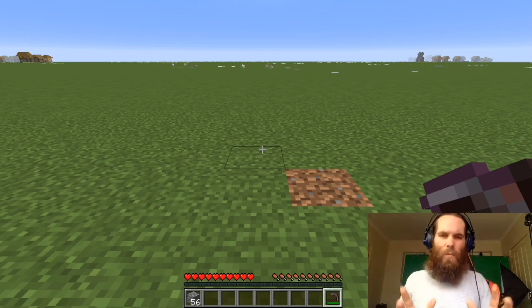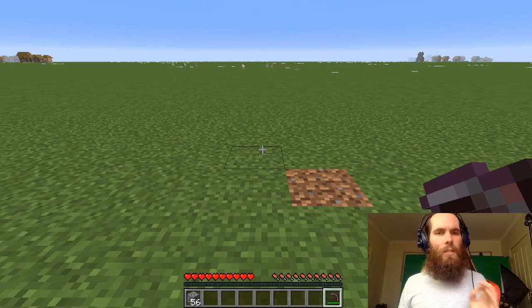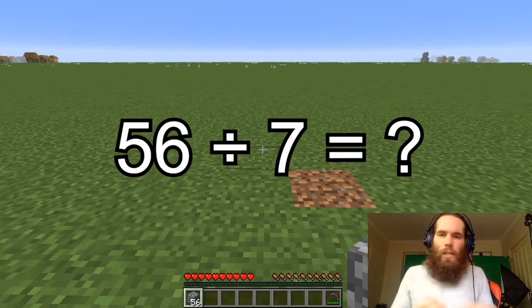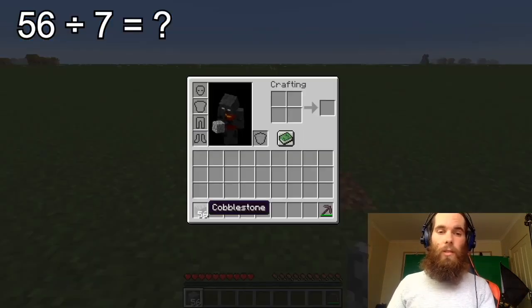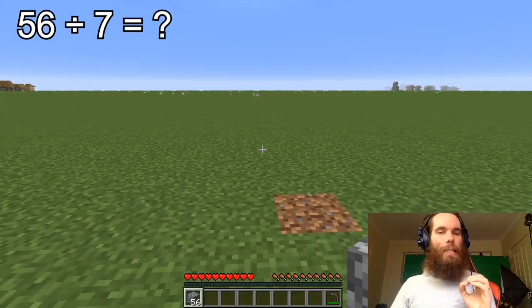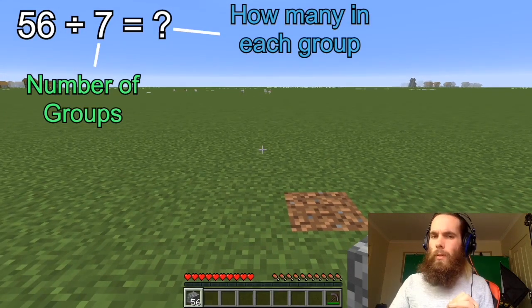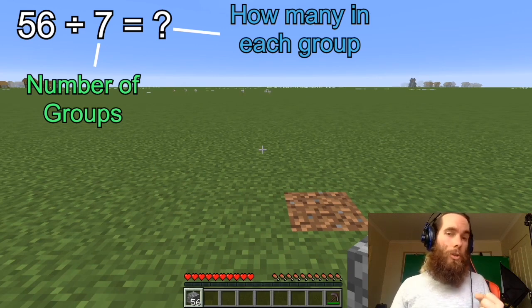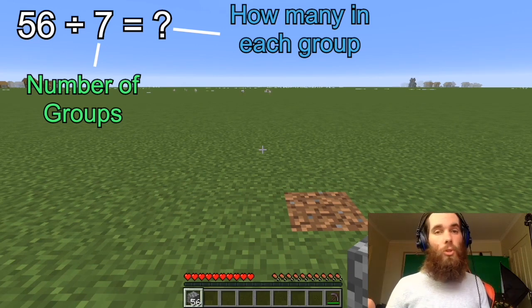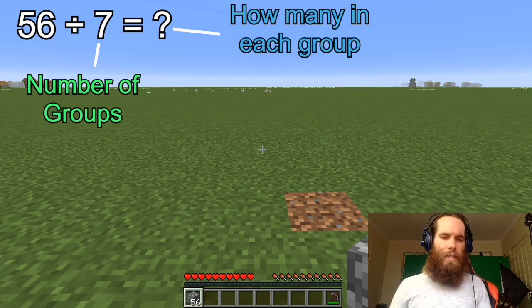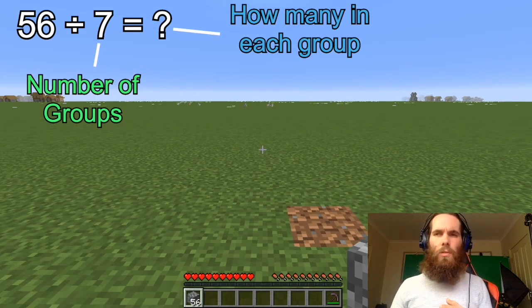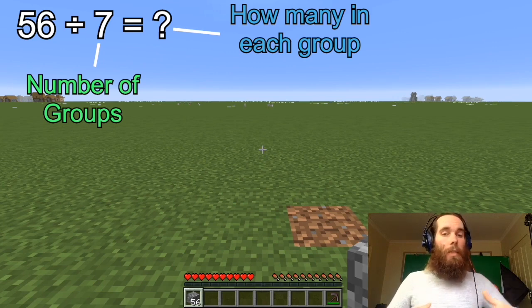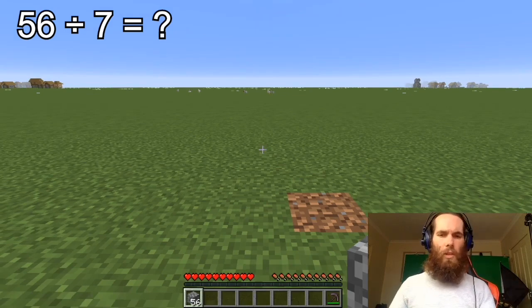All right, so I want to start. I've got just a basic division problem. 56 divided by 7. So what that's actually asking me is that if I have 56, say, cobblestone here, and if I break that into 7 even groups, how big will each group be? Or how much cobblestone will be in each group? So I'm going to divide this 56 into 7 even groups. I'm going to divvy them up. So I'm just going to make 7 groups and then I'm going to evenly distribute them. So let's do that now.